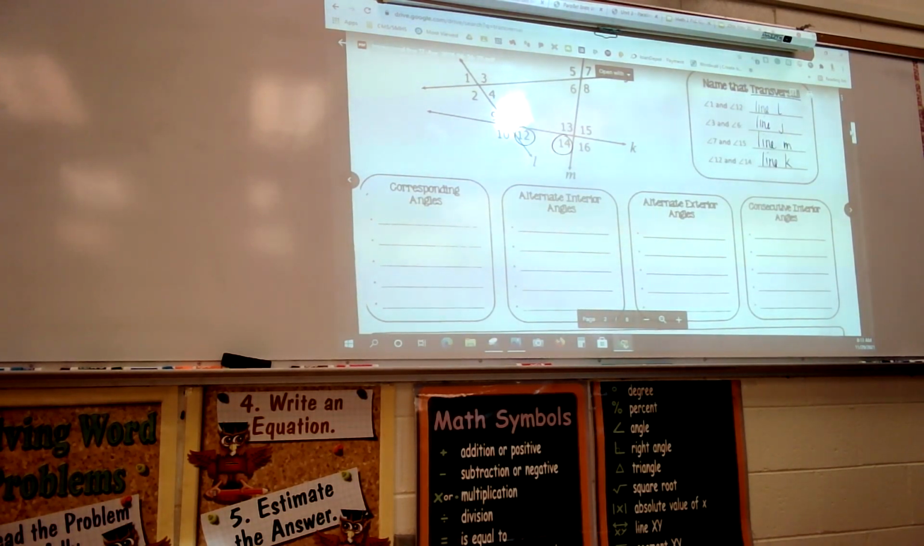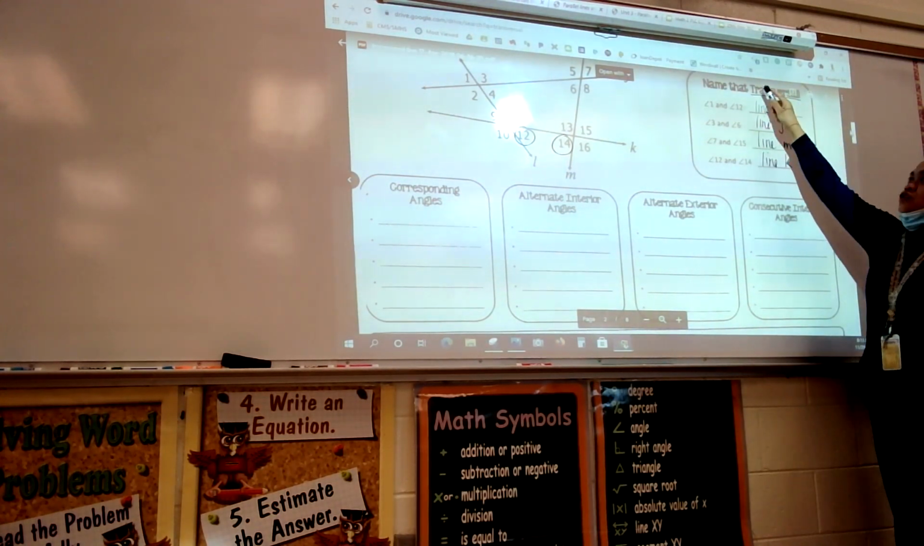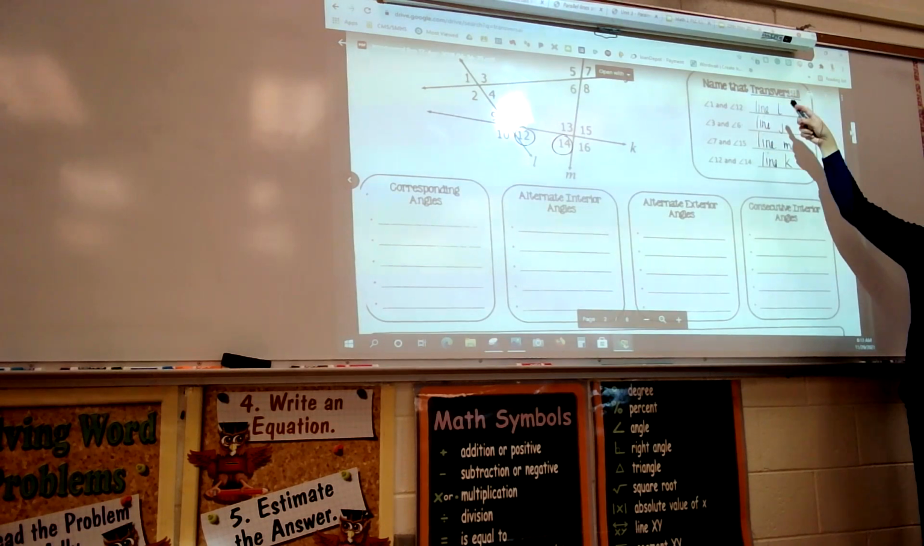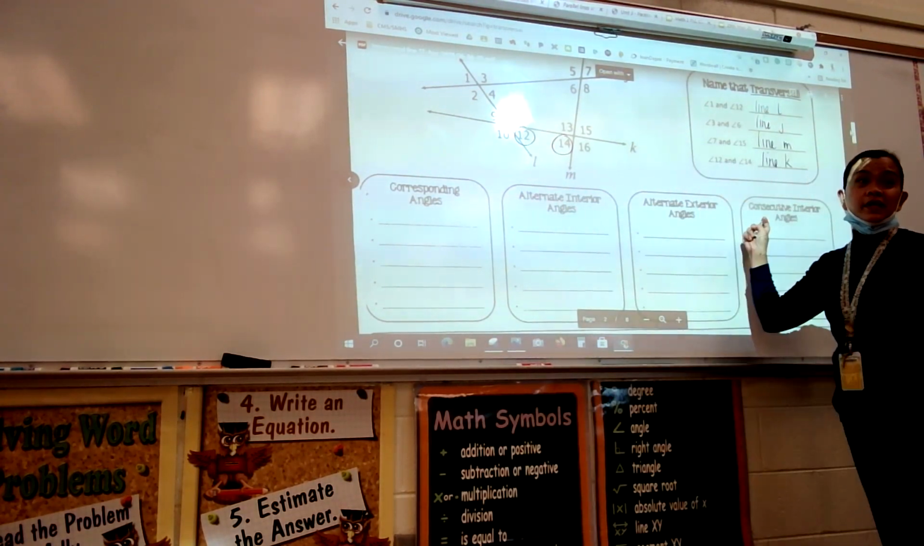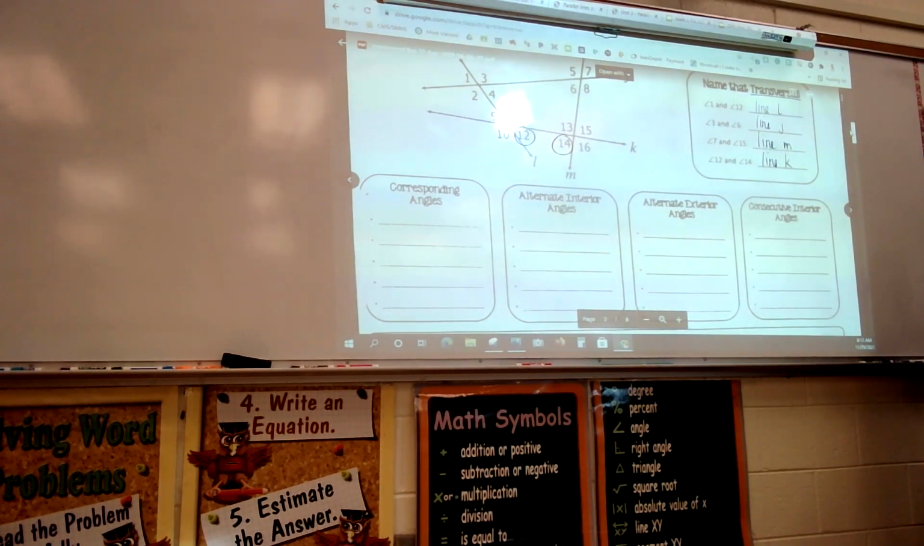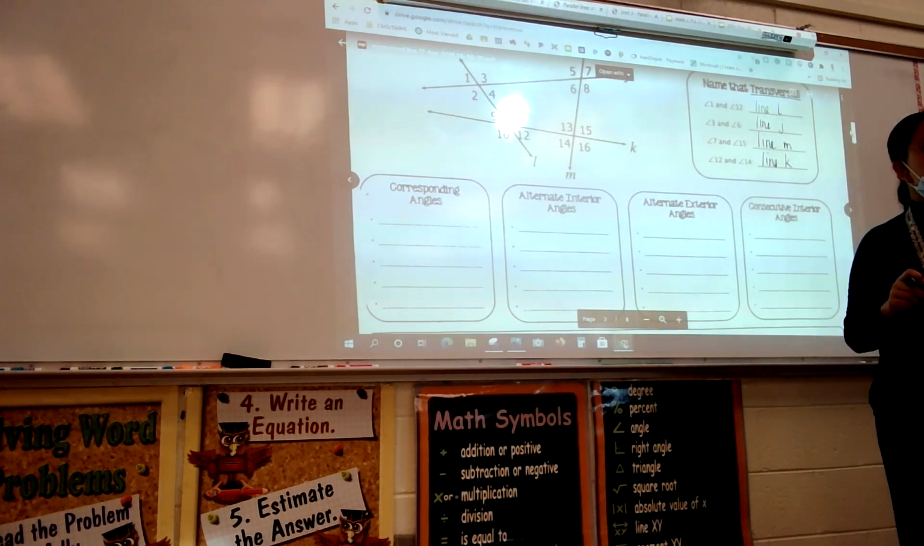Again, I just want to emphasize the reason why we're putting the name of the transversal, because that's what they want us to do. Not the angle relation. Are we good so far with the name of the transversal? Okay, good. Preguntas?